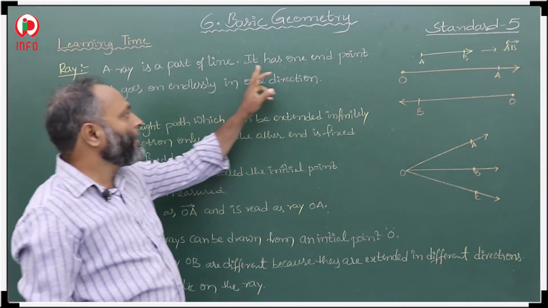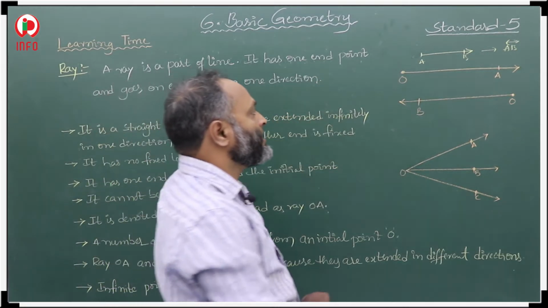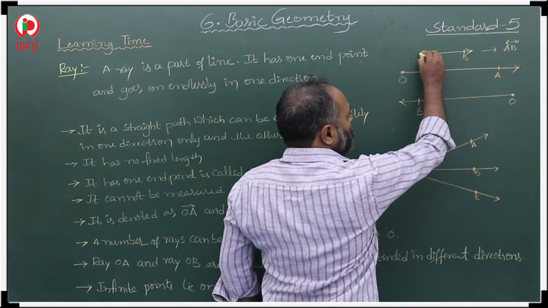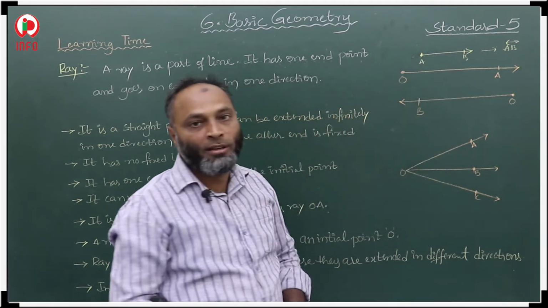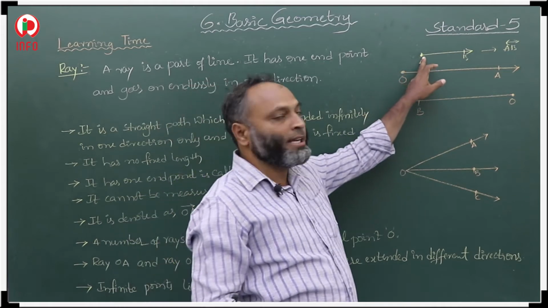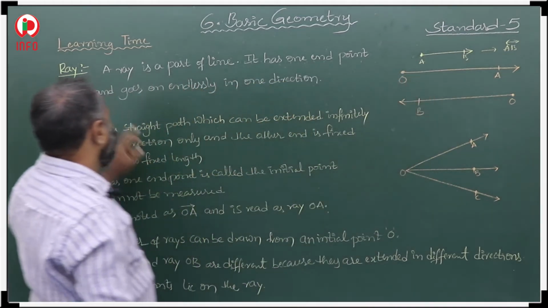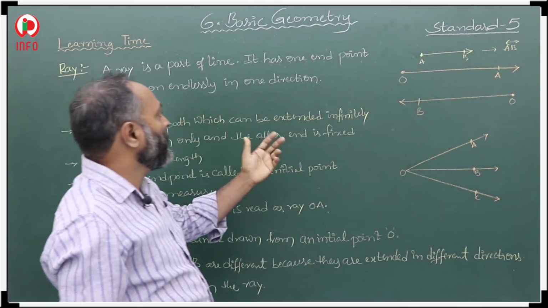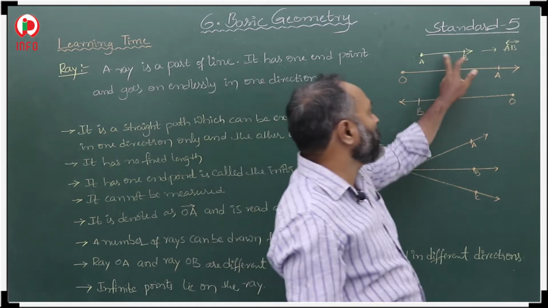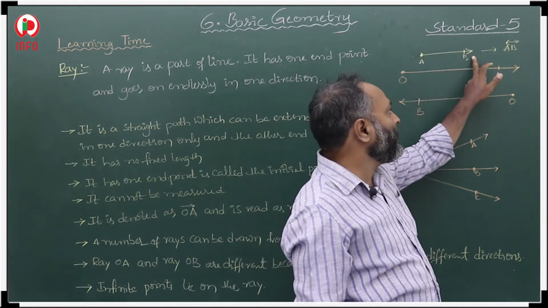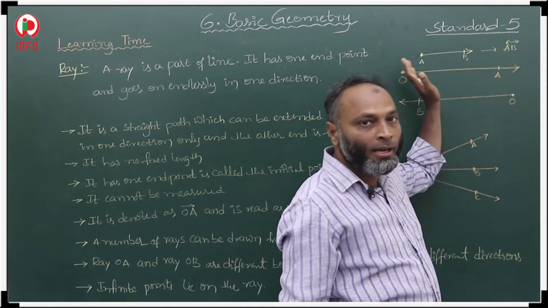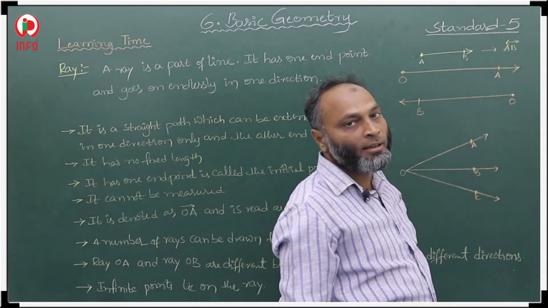So then after, it has one end point. So now this is one end point. A is an end point. It has one end point and goes on endlessly in one direction. So on another direction, it endlessly moves.